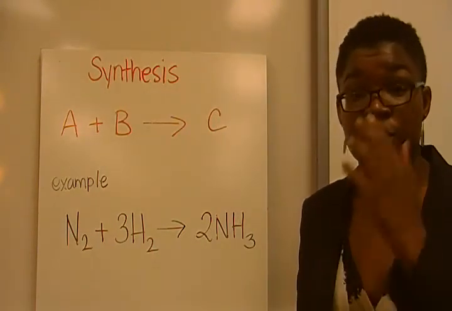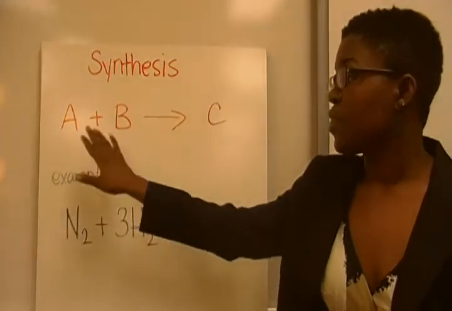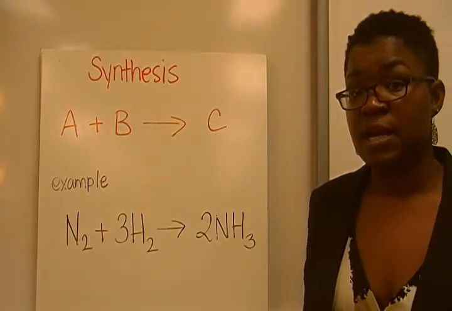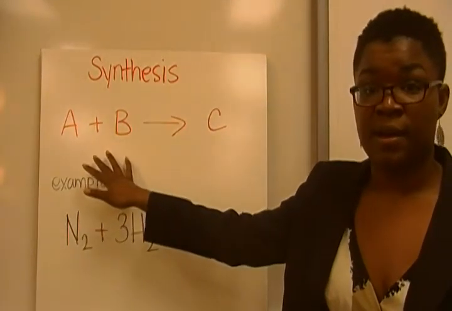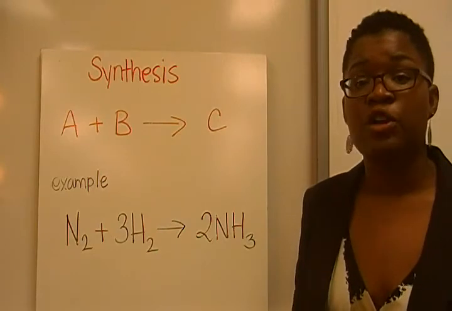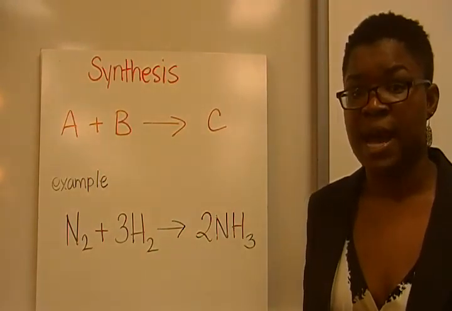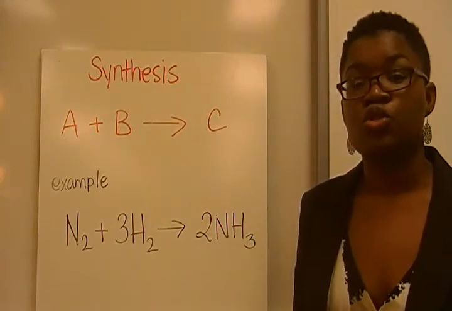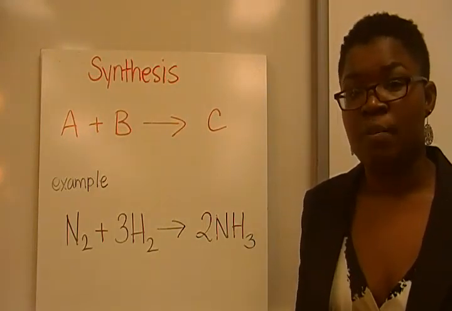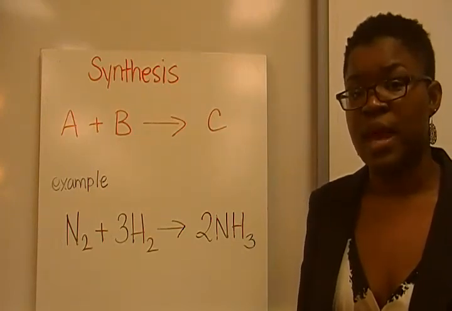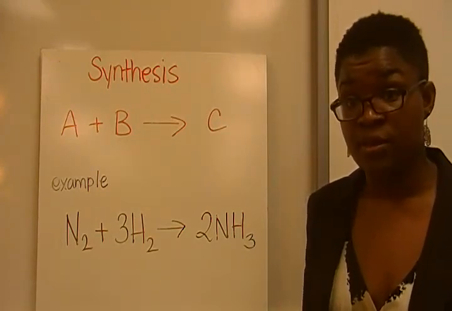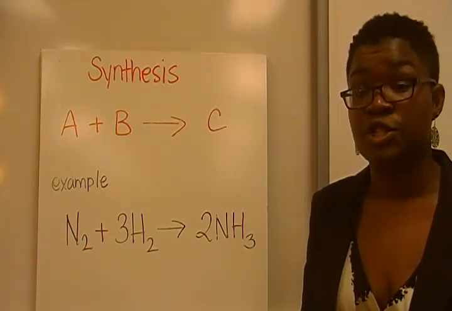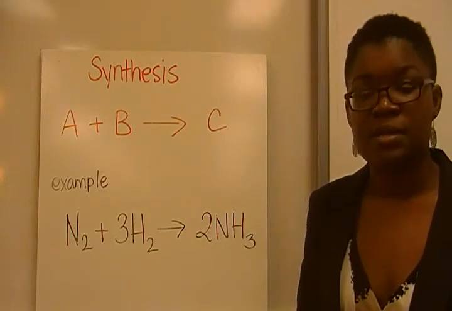So for a synthesis reaction, you typically see 2 things on the reactant side, but only 1 thing on the product side. Meaning you're taking 2 elements, or an element and a compound, or even sometimes 2 compounds, and you're just making 1 thing on the opposite side. The word synthesis means to synthesize or to make. The reason this reaction is called that is because you're making 1 thing on the other side.